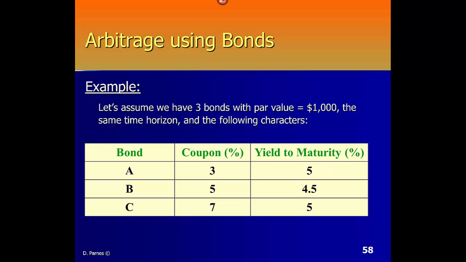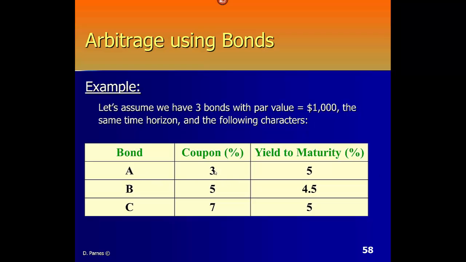So let's see the following example, and let's learn how to do arbitrage using bonds. Let's assume that we have 3 bonds. Let's call them A, B, and C. All of them have the same par value of $1,000. All of them have the same time horizon. In this example, I would like to keep the time horizon vague. It really doesn't matter. In your practice questions, you have at least a couple of problems with specific time horizons where you can plug in the numbers and calculate how much you're going to make by doing an arbitrage. But let's assume that all of them mature on the same day.